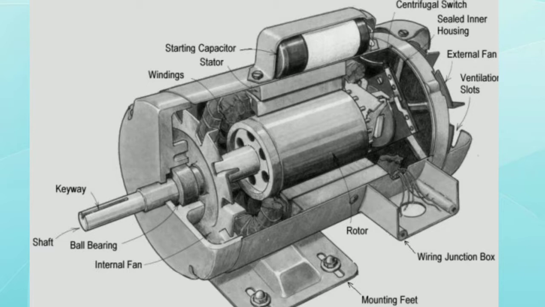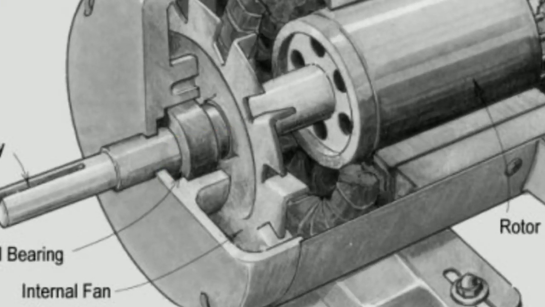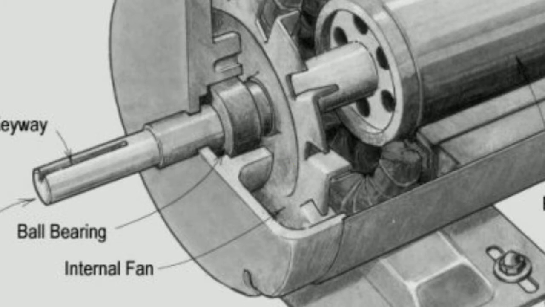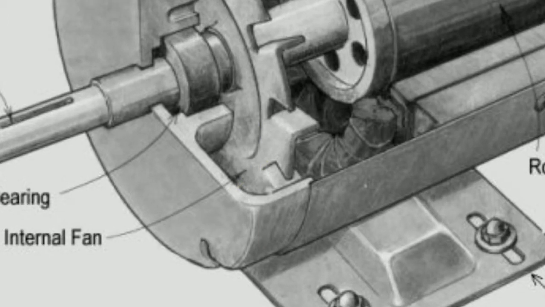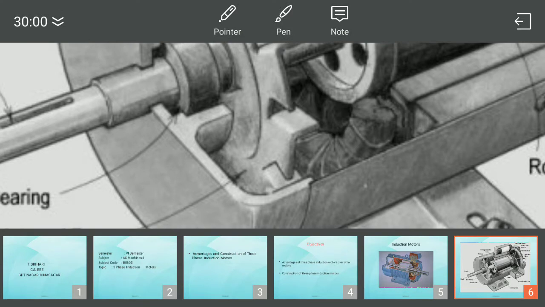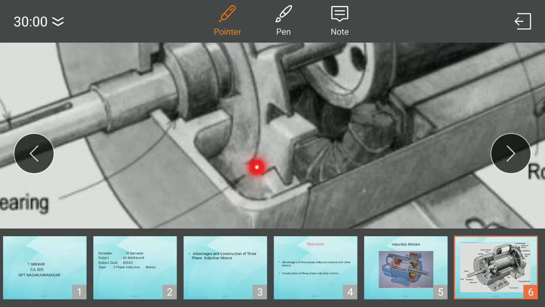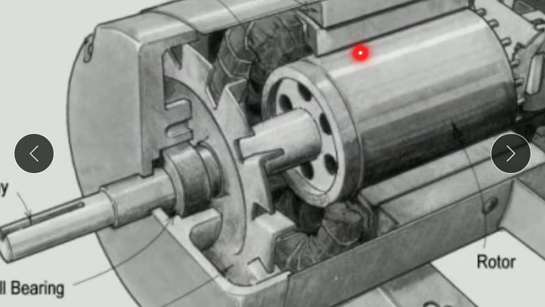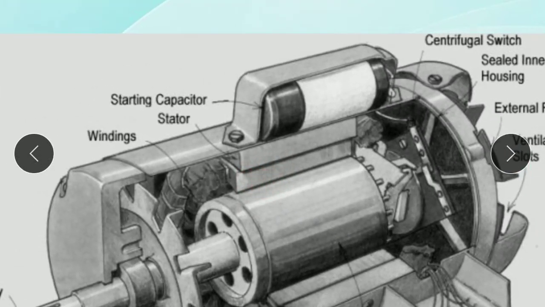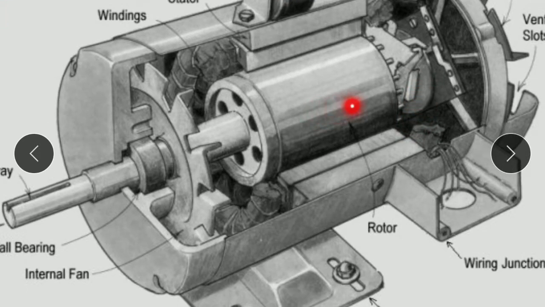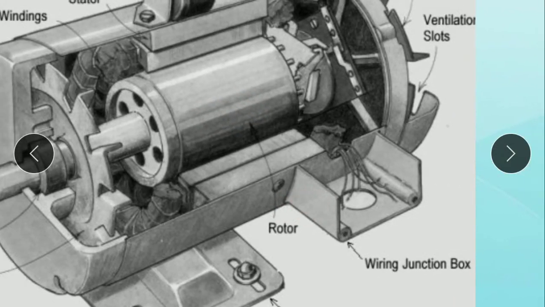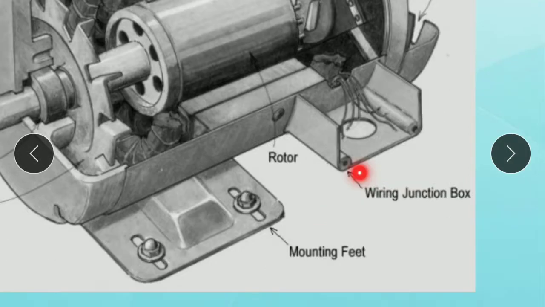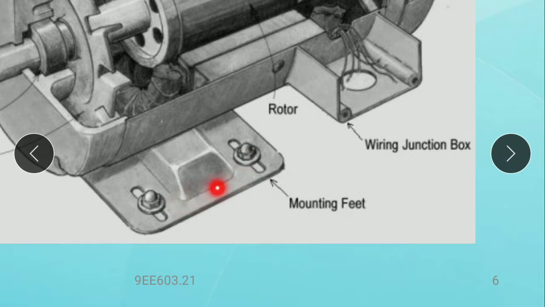Here shaft, key, bearings, here bearings. Here this is the internal fan. Then the windings, and here this is the stator, and the starting capacitor. This is a rotor, and the wiring junction box. This one is mounting feet.